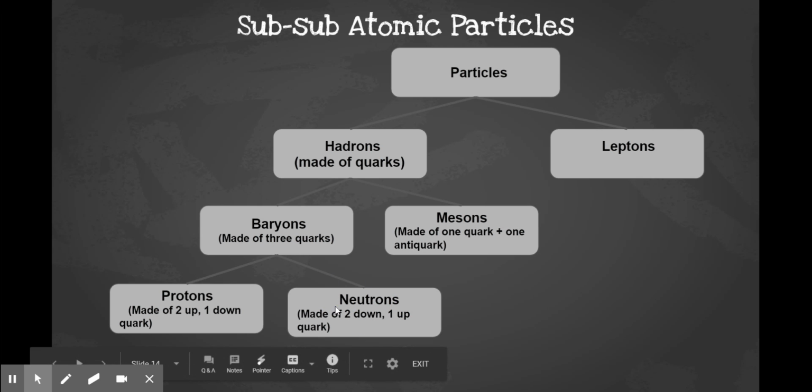And then lastly, the neutrons are basically the opposite of protons. So protons are made of 2 up and 1 down quark. And I like to remember that because protons are positive. So it's 2 thumbs up and 1 thumb down. And the neutrons are made up of 2 down quarks and 1 up quark, the opposite of protons. Okay, leptons we're going to see in a second. The electron falls under this category. So an electron is a type of lepton.